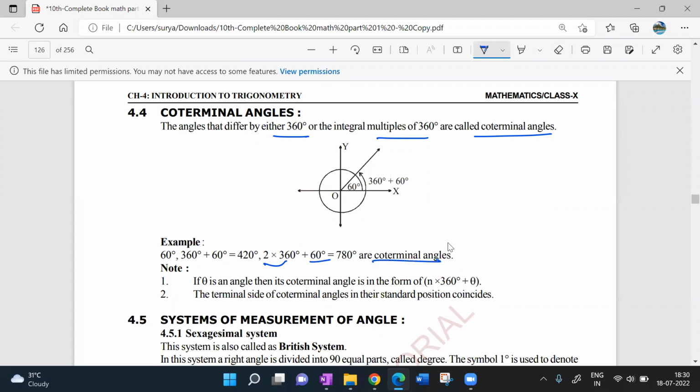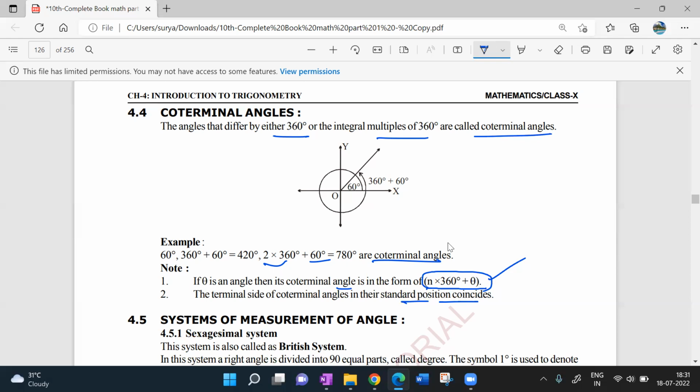Note, if theta is an angle, then its co-terminal angle is in the form of n into 360 plus theta. Is it clear? So this is how the co-terminal angle is written: n into 360 plus theta. The terminal side of co-terminal angles in their standard position coincides.